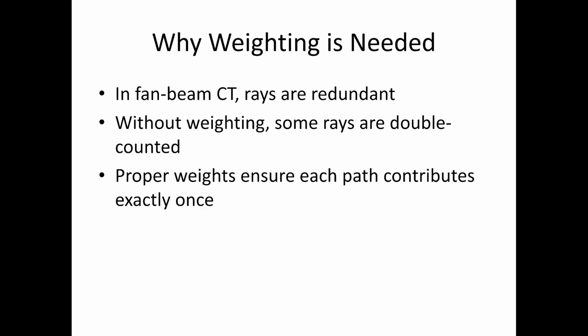In fan beam CT, every ray is defined by 2 parameters, the source angle and the detector angle. Because of the fan geometry, some projections carry overlapping information. If we just add everything up, we would double count parts of the data. That's why we need redundancy weighting functions, which decide how much weight to give to each ray before filtering and backprojection.